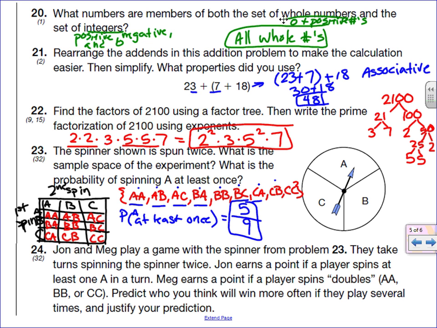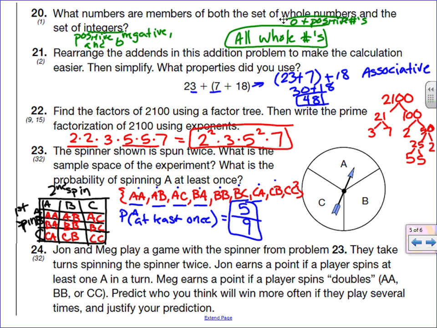John and Meg play a game with the spinner. They take turns spinning the spinner twice. John earns a point if a player spins at least one A in a turn. Meg earns a point if a player spins doubles, AA, BB, or CC. Predict who you think will win more often if they played several times.